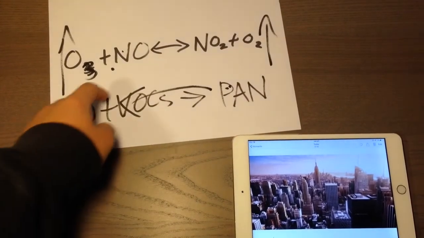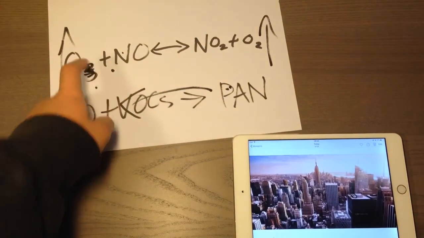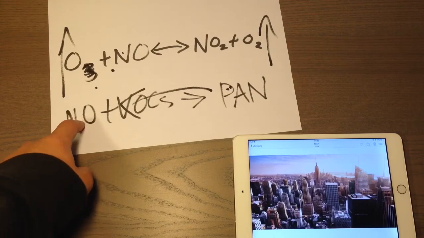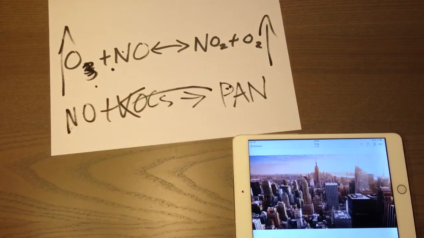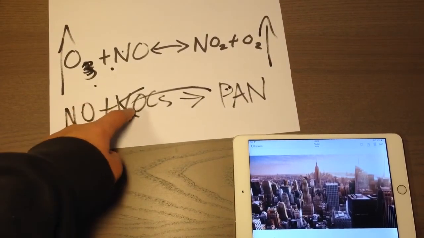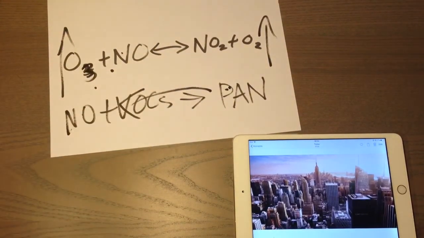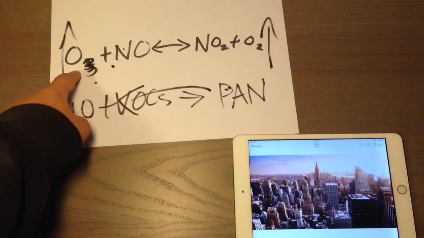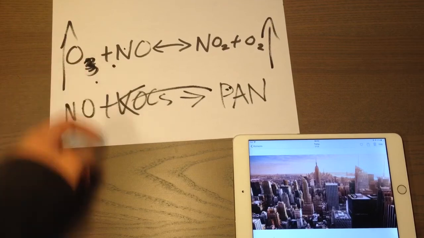However, not all the nitrogen oxides will react with the ozone, as when hydrocarbons are involved, some of the nitric oxides can react with the hydrocarbons to produce formaldehyde, acrolein, and peroxyacetyl nitrate, or PAN, which is shown here as NO plus VOCs forms PAN. In this case, the nitric oxide reacts with the hydrocarbon instead of the ozone, which means less oxygen molecules are produced, leading to a higher ozone concentration, as they are not being reacted with.